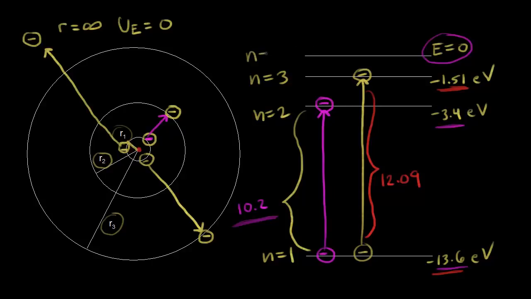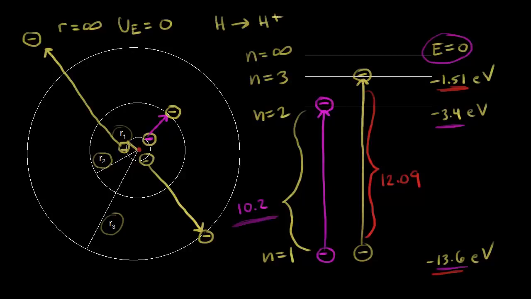So we could say n is equal to infinity, r is equal to infinity, and if it's not moving, it has a total energy equal to 0. So we've taken the electron completely away from the nucleus. We have ionized it. We've gone from a neutral hydrogen atom to the hydrogen ion, so this turns it into H+. So we're going from H to H+.